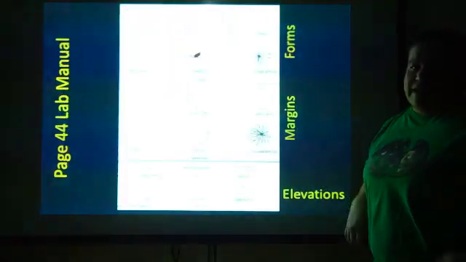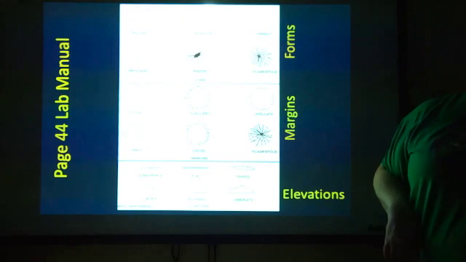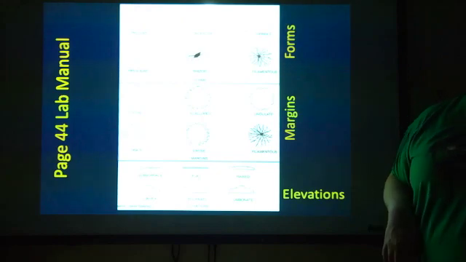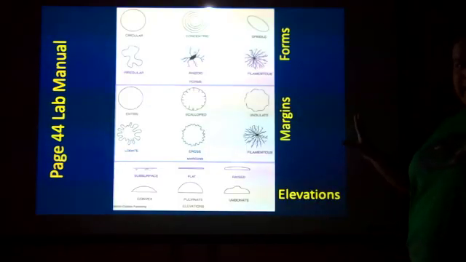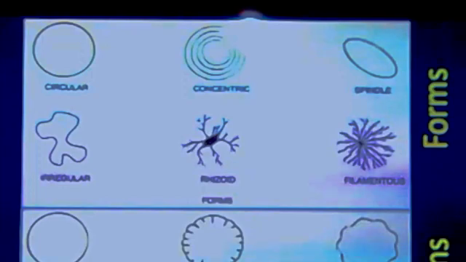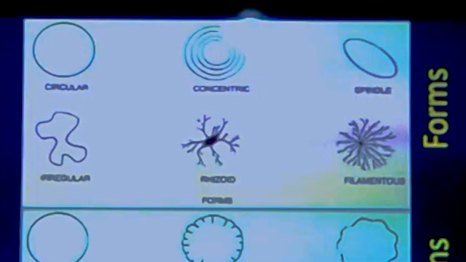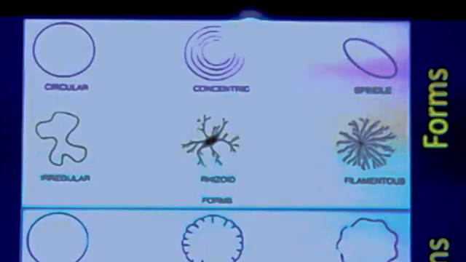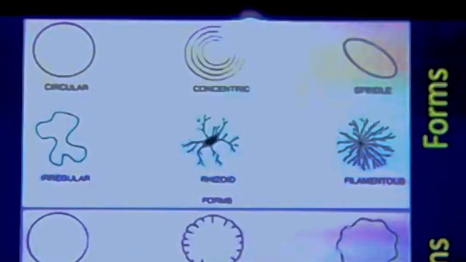In your lab manual, in exercise 9, you've got the forms of the colonies. Is it circular? Does it look like a bullseye? Basically meaning that it is concentric, which I will show you an example of in just a minute. Is it spindle? Basically meaning, is it almond shaped? Spindle just means almond shaped. Is it irregular?